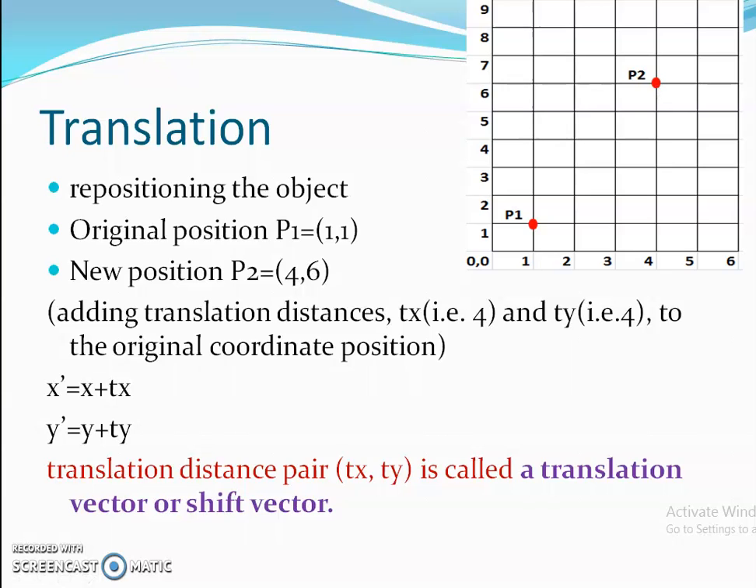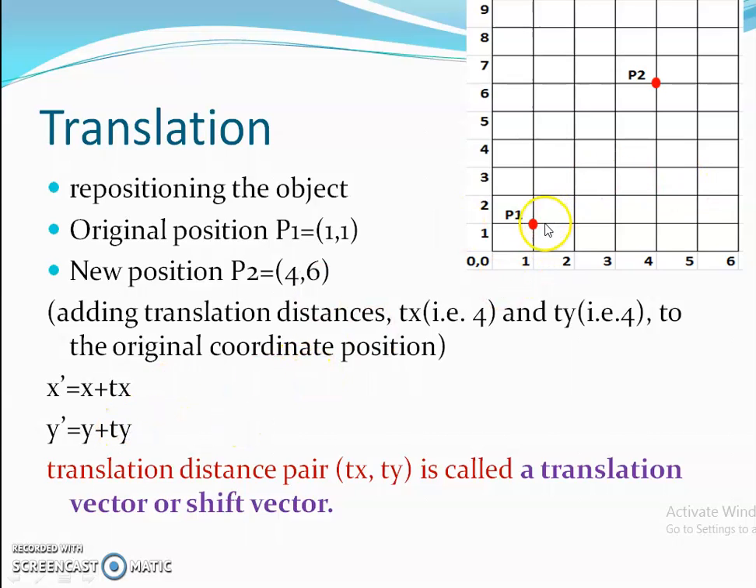Translation distance tx and ty is a pair, and we always give values for tx and ty. The current position of x is 1, but x dash should be 4. How can we move 1 to 4? When I add 3 to the original position, I automatically get 4. 1 plus 3 equals 4, so the tx value equals 3.